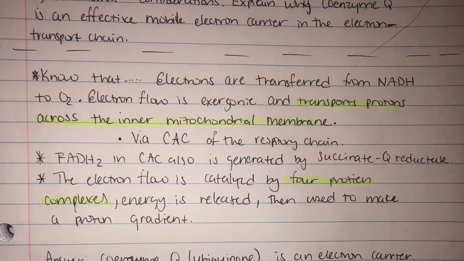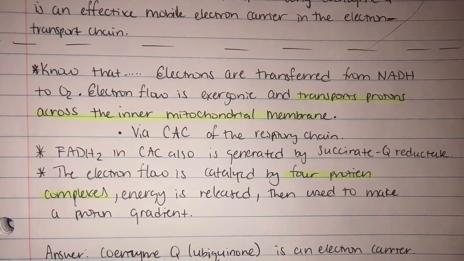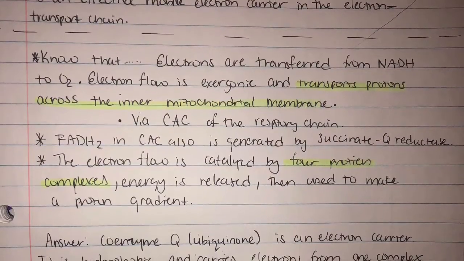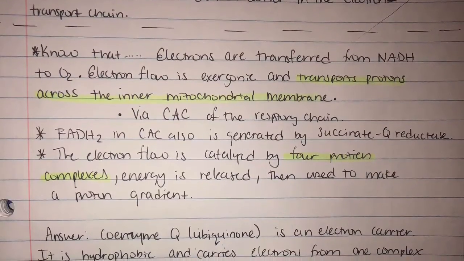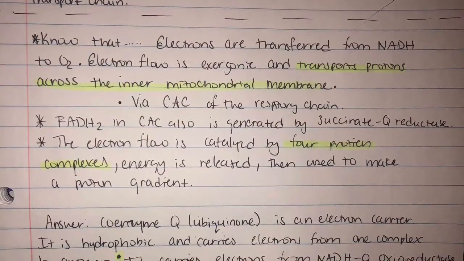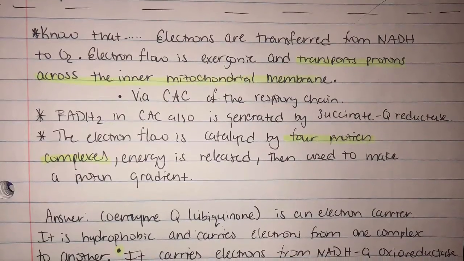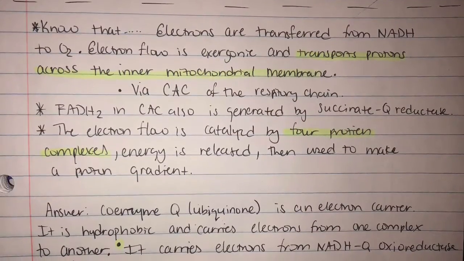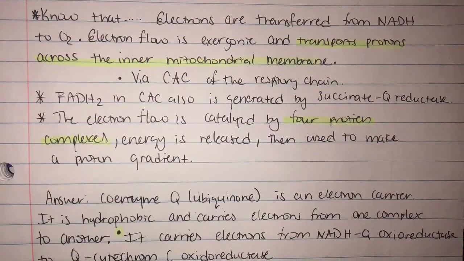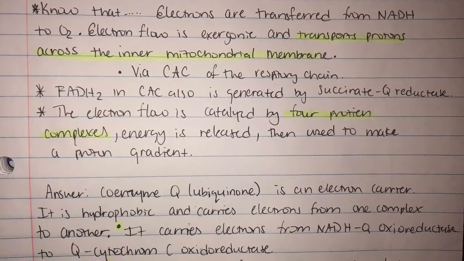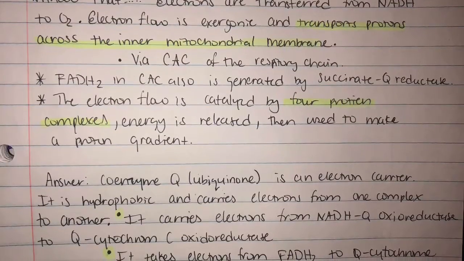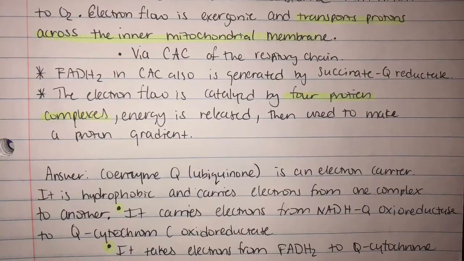And also FADH2 enters the citric acid cycle and is generated by a reductase, a Q reductase. And the electron flow is catalyzed by 4 protein complexes. You can find all of this information from page 529 to 531. So basically, energy is released, the energy is used to make a proton gradient. To answer this question, you have to understand what coenzyme Q is.